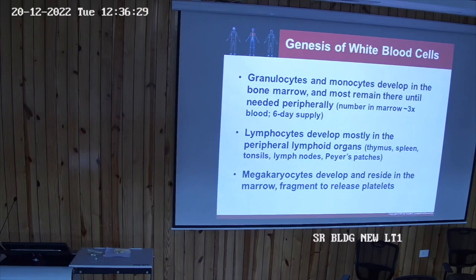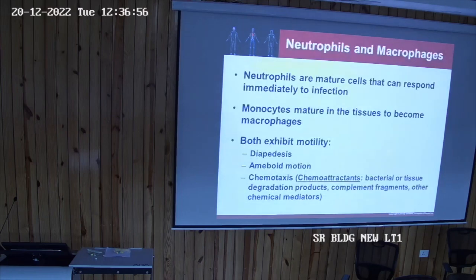Lymphocytes develop mostly in the peripheral lymphoid organs like the thymus, lymph nodes and Peyer's patches. Where are they present? They are present in the small intestine. So this becomes an MCQ especially. Megakaryocytes develop and reside in the marrow fragment to release platelets. We are not mainly concerned with platelets in today's class.